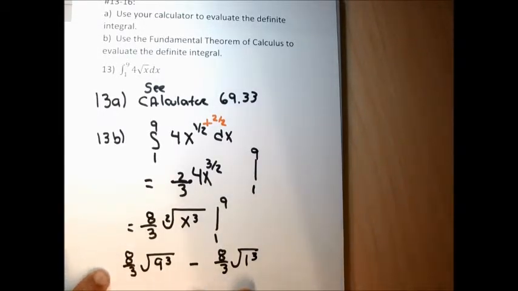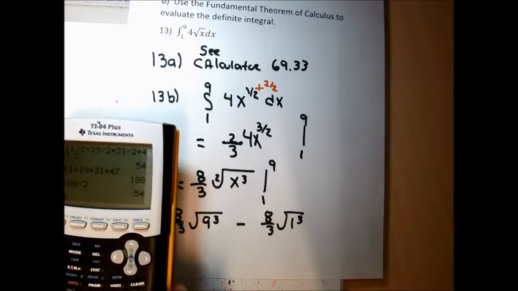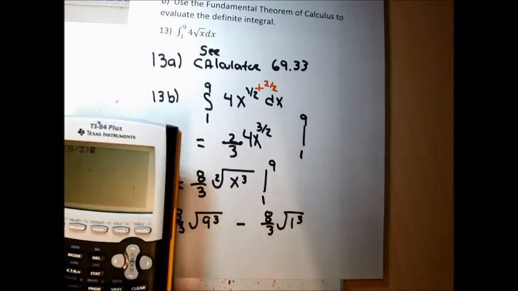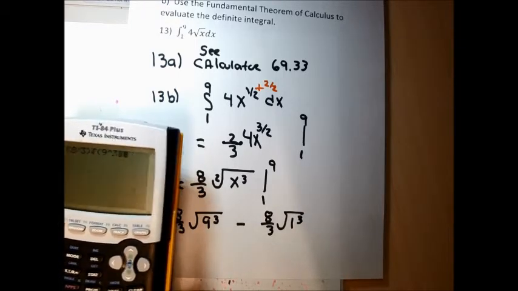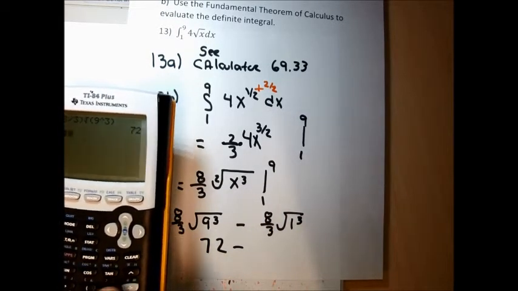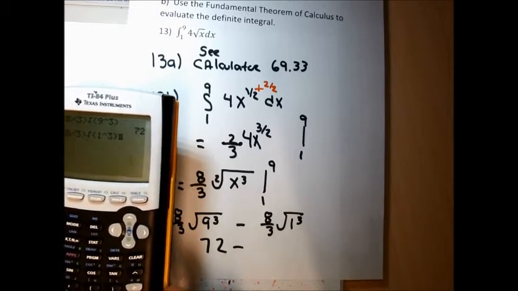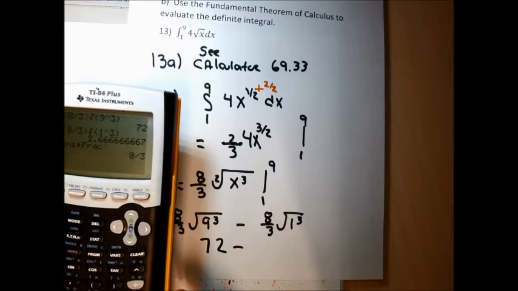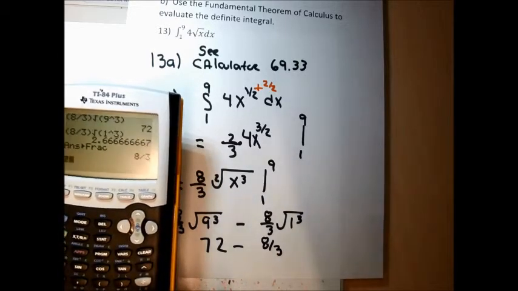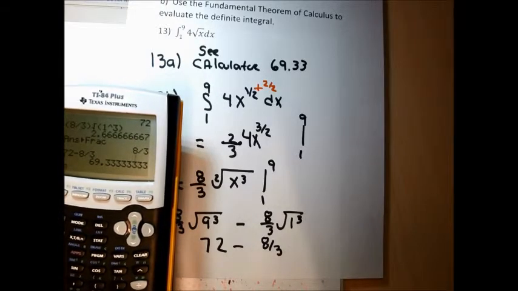These answers are going to come out to decimals. I think I should be able to make them into fractions. So first one, back to my main screen. I do 8 divided by 3 times the square root of 9 cubed. Well, it comes out to 72, just lovely. And then second piece, 8 divided by 3 times the square root of 1 cubed, and math, enter that. That comes out to 8 over 3. And then I'm just going to go 72 minus 8 divided by 3. Hopefully I get something close to 69.33. It's exactly, that's what I wanted to get.